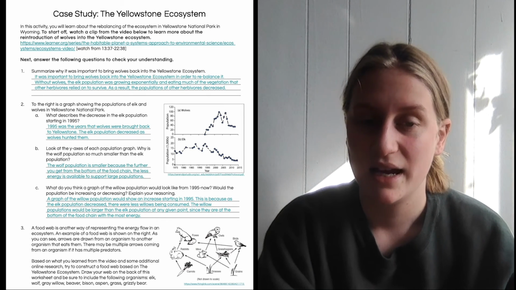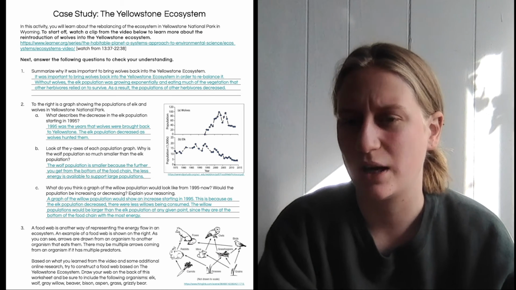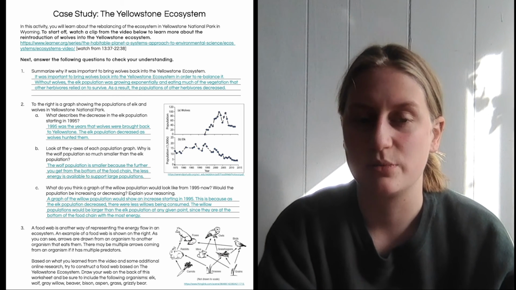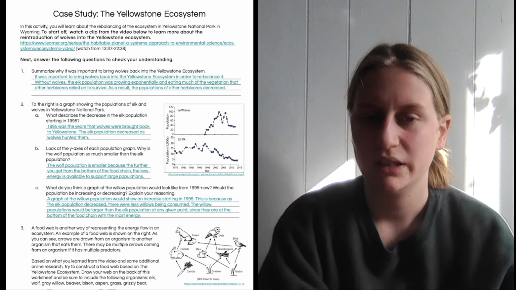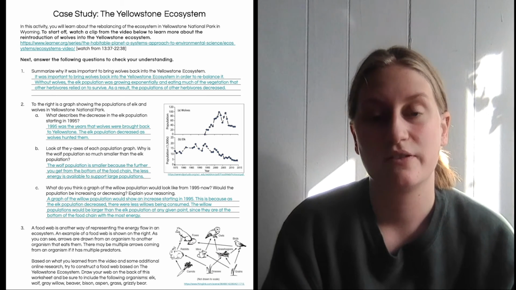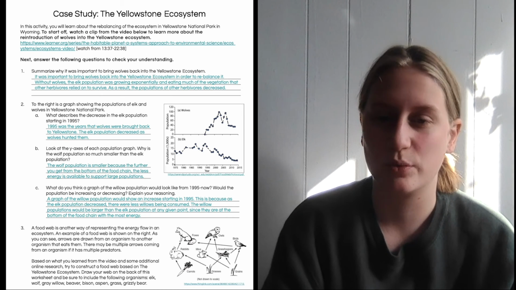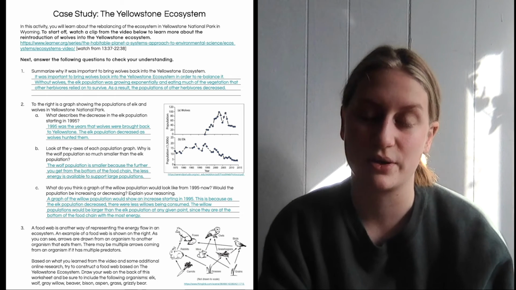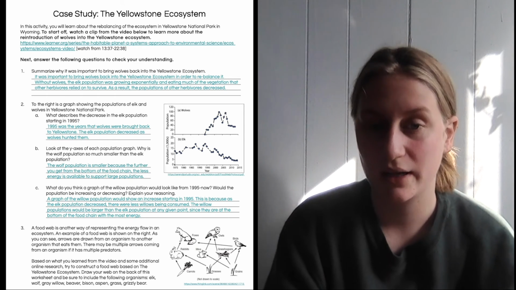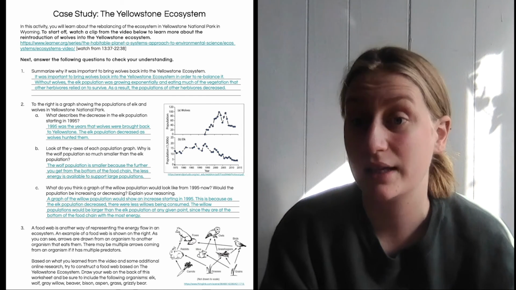Question 2C asks us to think about a graph of the willow population and what that would look like from 1955 to present day. Would the population be increasing or decreasing? So if we recall from the video, elk and other herbivores fed on the willow population. We could guess that a graph of the willow population would show an increase starting from 1995. This is because as the elk population shrank, there would be less willows being consumed and possibly killed by elk.